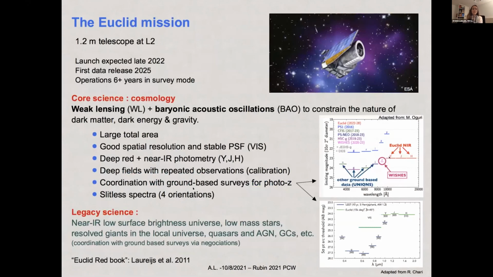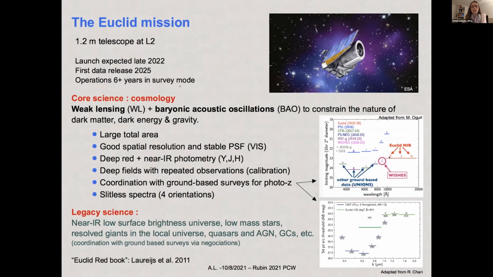So the Euclid mission is going to fly in 2022 in principle. It's a 1.2 meter telescope that will be orbiting around Lagrangian point L2. The first data release is expected in 2025. And it will operate nominally for 6 years, mostly in survey mode. So the main science driver for this mission was cosmology, measurements of weak lensing and baryonic acoustic oscillations for studies of dark matter, dark energy and gravity.